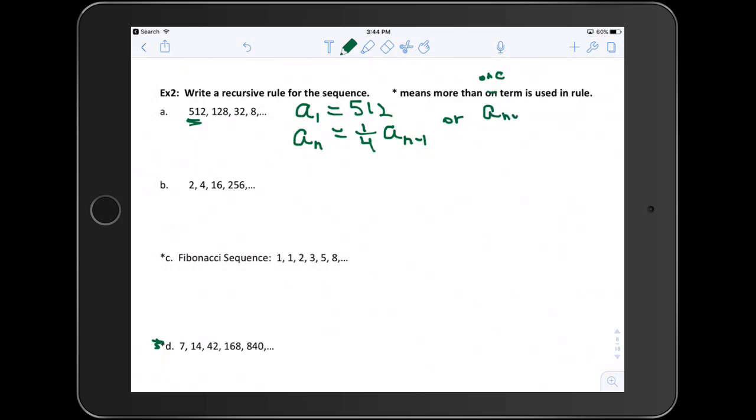A sub n minus 1. Ooh, that's an n minus 1. If you can't read it, I totally understand. N minus 1 divided by 4. You can completely say it that way as well. So this whole thing is the answer.